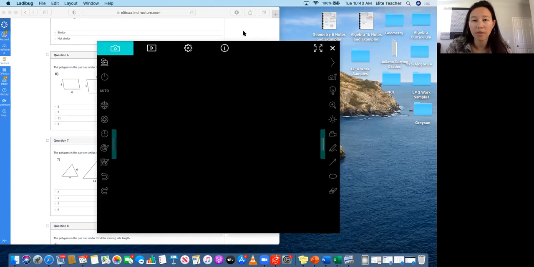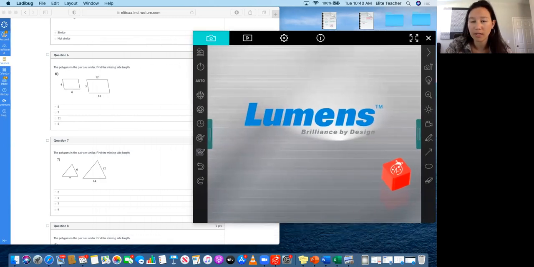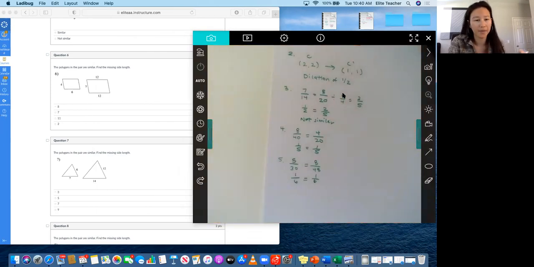We could also set up the proportion and cross multiply too. Let's see if it will turn on, then I can show you. Oh, yay. Okay.